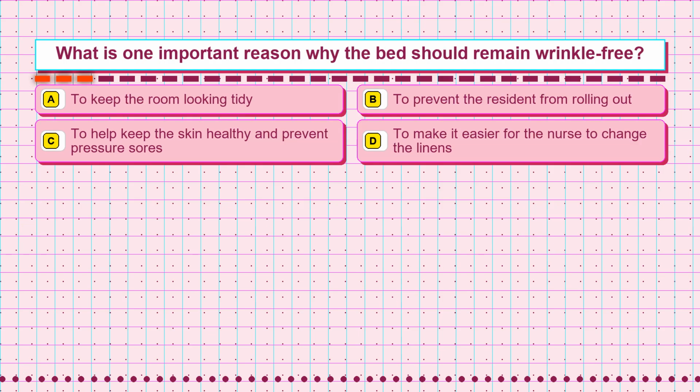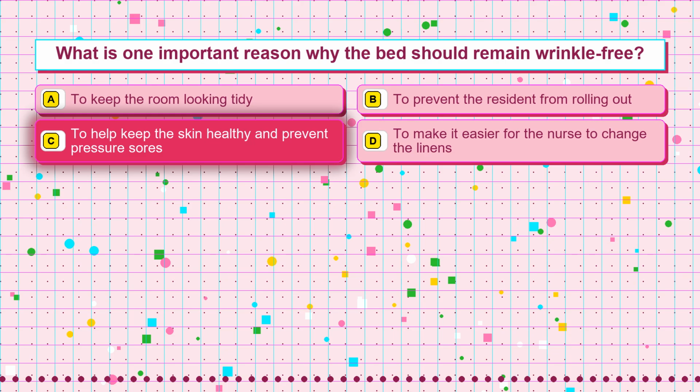Question 79. What is one important reason why the bed should remain wrinkle-free? Option A, to keep the room looking tidy. Option B, to prevent the resident from rolling out. Option C, to help keep the skin healthy and prevent pressure sores. Option D, to make it easier for the nurse to change the linens.